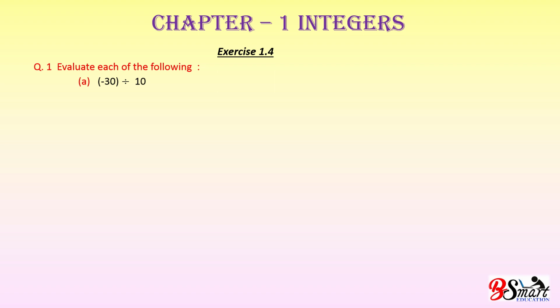Sub-question A: minus 30 divided by 10 equals minus plus minus 30 divided by 10. So 10 threes are 30, we get minus 3. B: 50 divided by minus 5 equals minus plus minus 50 divided by 5. 5 tens are 50, so minus 10 is the answer. Now all these questions are the same, so do it yourself.